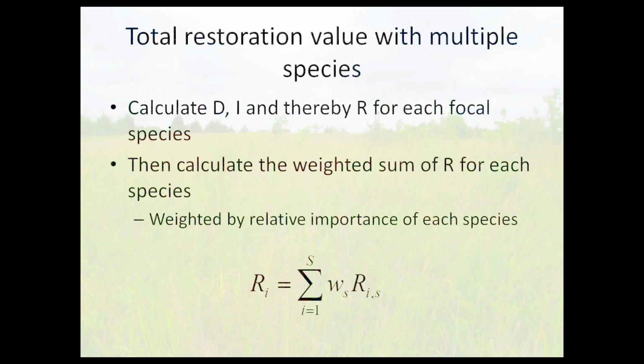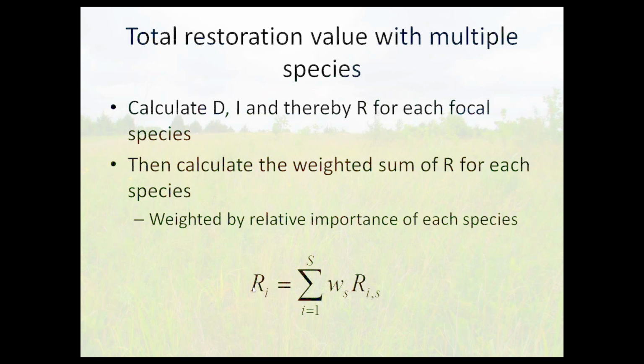We could simply add them up and have a total sum of biological value of a site. We could average across species for that site. But one way that may be most useful, I think, is to do a weighted value where some species may be more concerning than others. So if we have species that are priority 1 in Alabama and species that are priority 2 in Alabama, we may give more weight to species that are priority 1 because they are more imperiled than species that are priority 2 in the state of Alabama. So we can weight these species by relative importance.